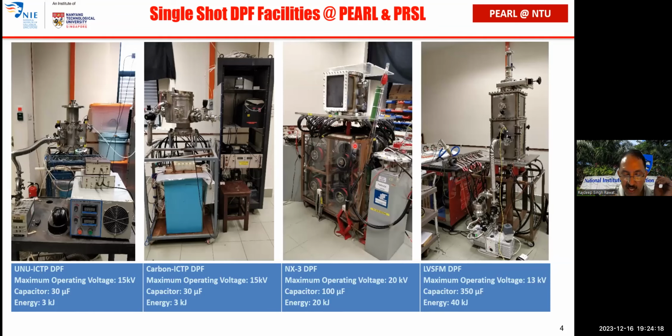The third one, NX3, is the dense plasma focus device that we developed as a neutron source with a slightly higher neutron yield, about 3 times 10 to the power 9 neutrons that we reported from here at about 10 kilojoule operation, not 20 kilojoule, but this can go all the way up to 20 kilojoule. And on the right is the LVSFM device, which I will be talking about today.